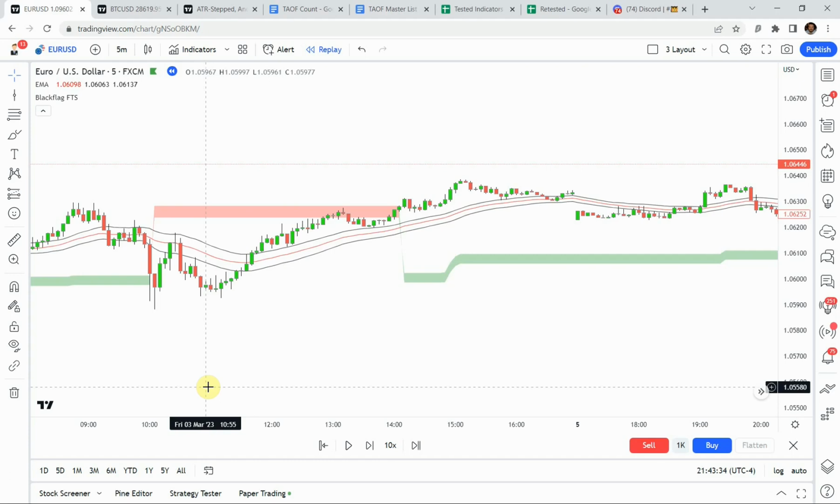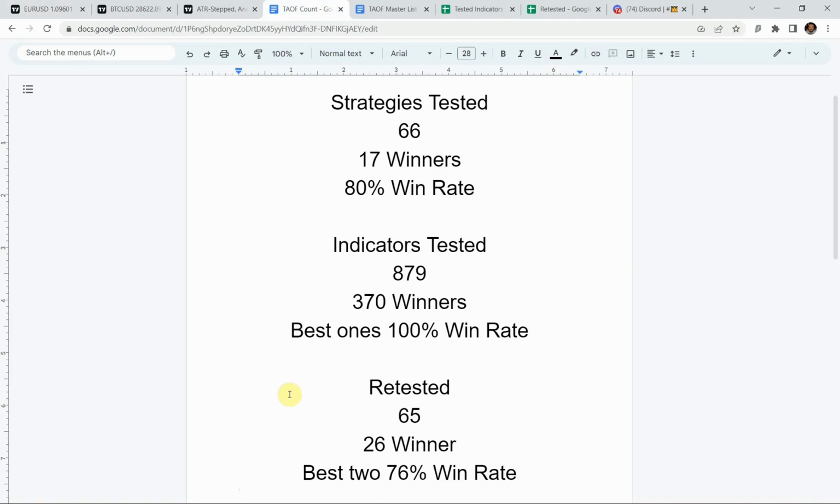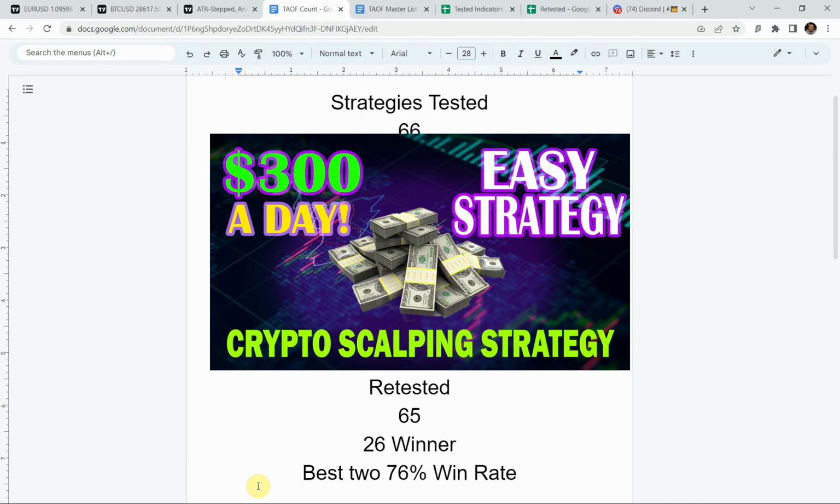Alright, as I said, today we will be looking at a 5-minute trading strategy. Before we do though, I wanted to put the testing scoreboard up for everyone to see. So to date, we have tested a total of 66 different strategies, with 17 of them being profitable. The best one so far was able to achieve an 80% win rate. That is the 5-minute scalping strategy that I did a video on a little while back. I'll put a thumbnail up of it right now on the screen, also link to it up in the corner and at the end of this video. If you're looking for a tested and proven strategy, I highly recommend that you check that video out.